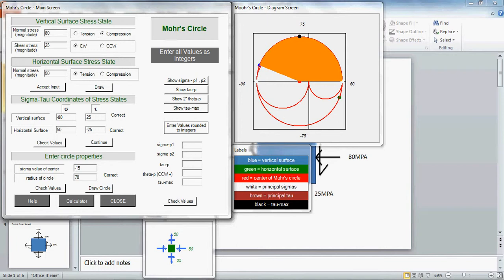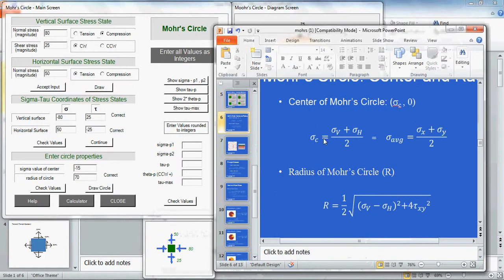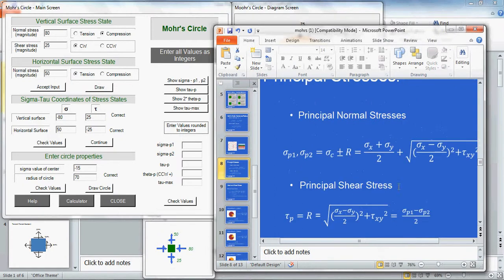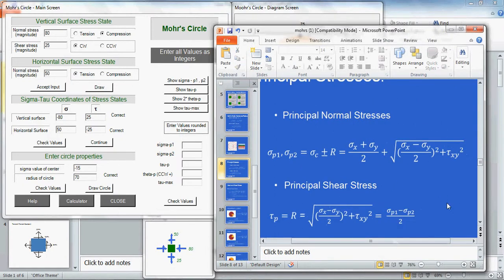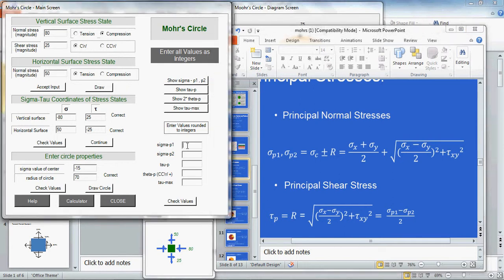Okay, so time to calculate these values. Here you have the equation for your normal stresses, the principal stresses, and the principal shear, which, plugging in these values, you will find that sigma P1 is 55, P2 is negative 85, and principal tau is the same as the radius value, so it's 70.